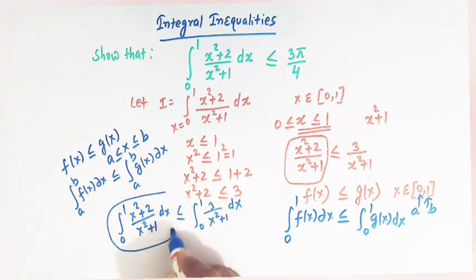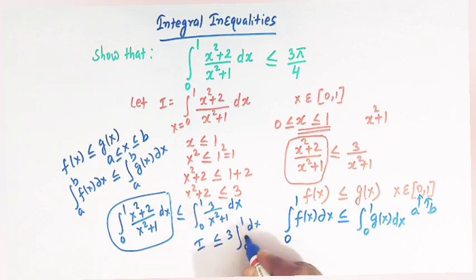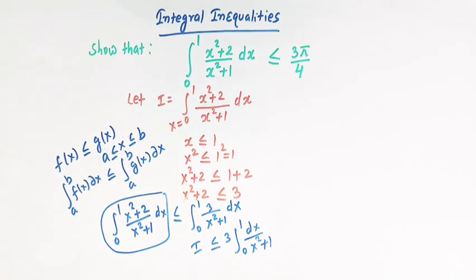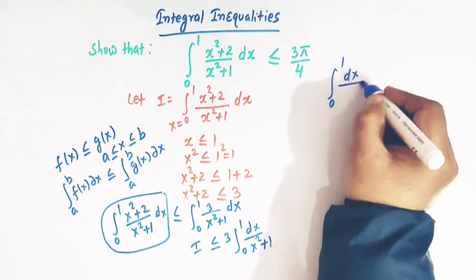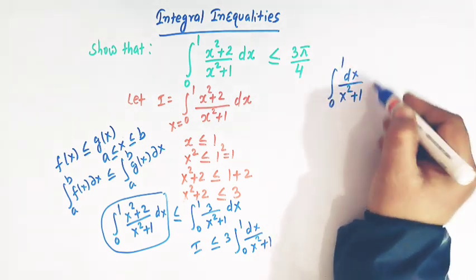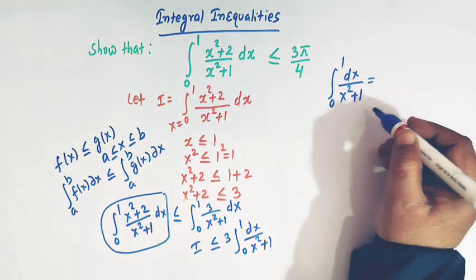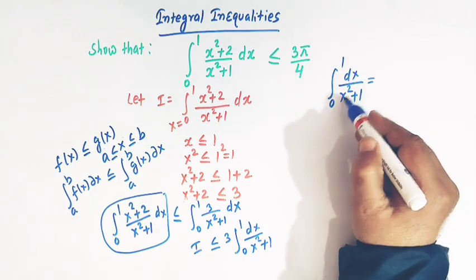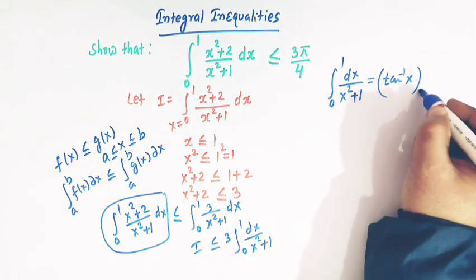Now this integral is I. So we have I less than or equal to the integral from 0 to 1. We can take this 3 outside the integral, then we have dx/(x² + 1). Now we have to find the value of this integral from 0 to 1 of dx/(x² + 1). This is a very elementary integral in integral calculus. The integral of 1/(x² + 1) is tan⁻¹x, and limits are from 0 to 1.